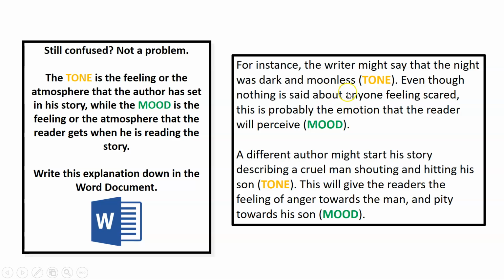But what I like here is that, say for instance, if an author might start their story describing a cruel man shouting and hitting his son, which helps establish the tone that the man is hateful and angry, this will give the readers the feeling of anger towards the man and pity towards his son, which is establishing the mood. So it might have a sorrowful mood to it because we empathize with the son who is being hit by the father.